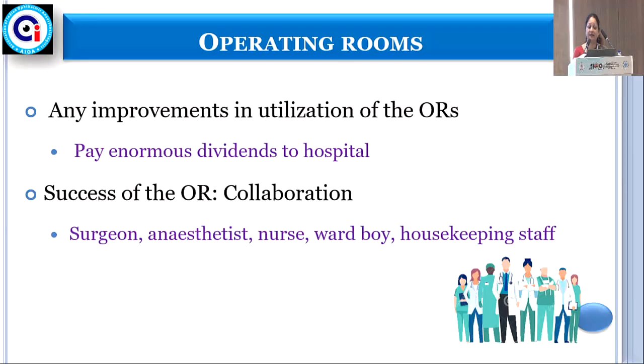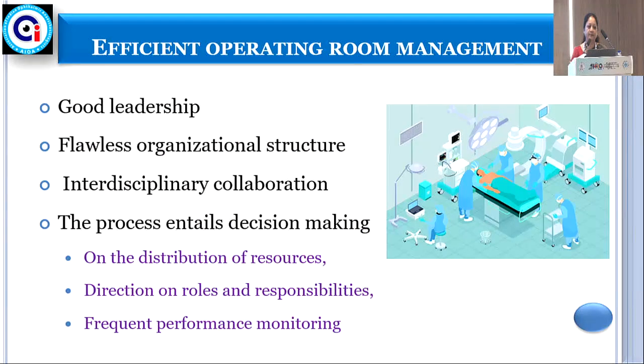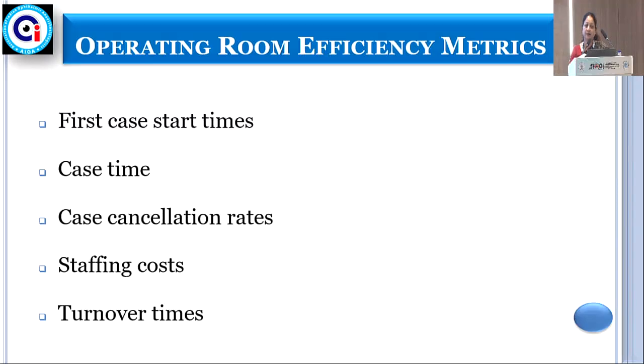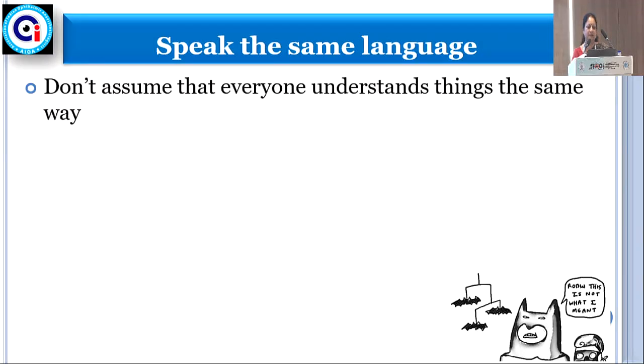So the key is collaboration between all the workers who are there in the OR. It needs good leadership, flawless organization structure, collaboration, and a process that entails decision-making, like distribution of resources, direction of roles and responsibilities, and frequent performance monitoring. So there are different metrics: the first case start time, total case time, case cancellation rate, staffing cost, and turnover times.